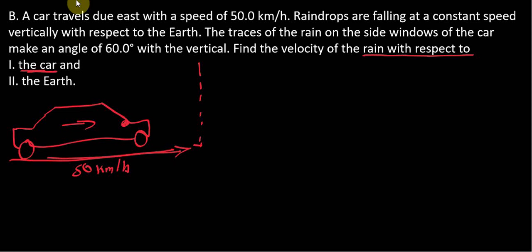That is making the traces of the rain on the side of the window of the car make an angle of what? 60. So meaning that they're dropping this side at an angle of what? 60, right? So since they're dropping at an angle of 60, you shall check that here this is 60, right? This means that after drawing that, it will be very easy now to illustrate.